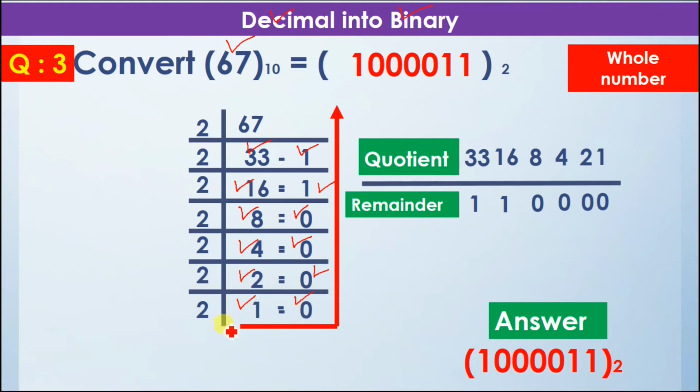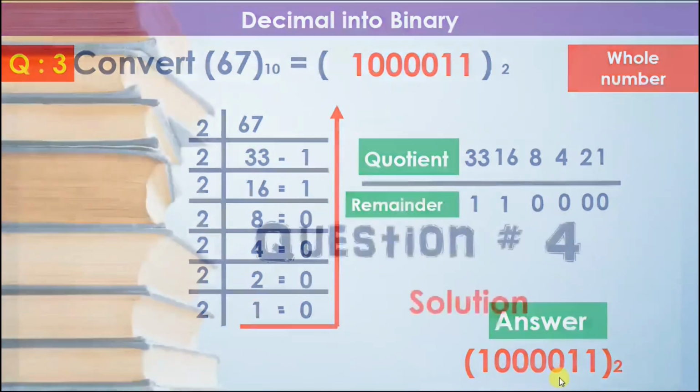So now we will calculate the value while moving like this from bottom till top. We will write the answer like 1, 0, 0, 0, 0, 1, 1. So as you can see, the answer is 1000011 in binary. This is how we can convert the decimal number 67 into this binary number.